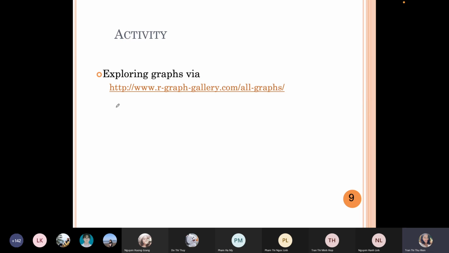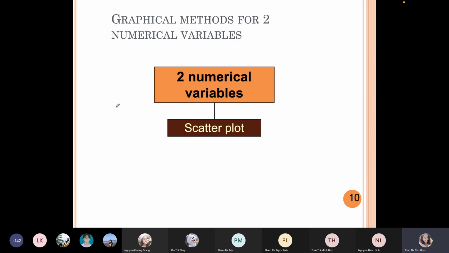And we can explore more graphs in this topic. You can do it by yourself.